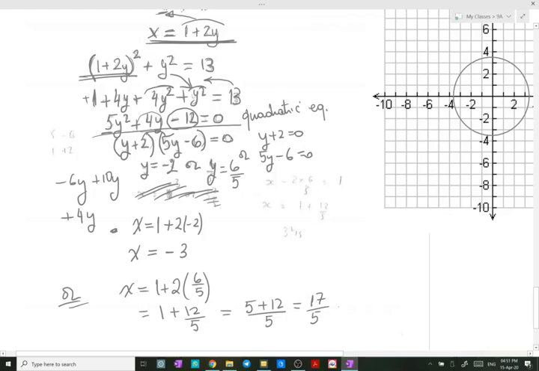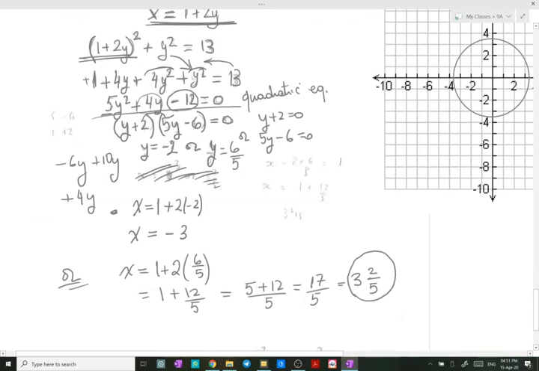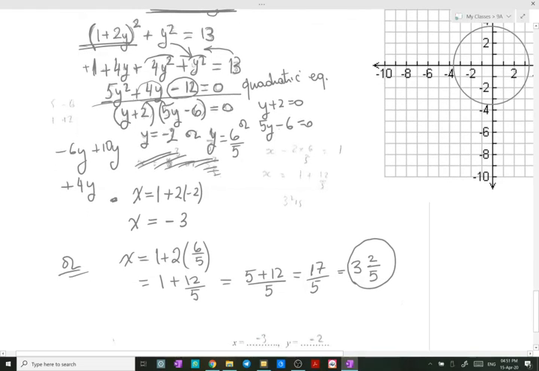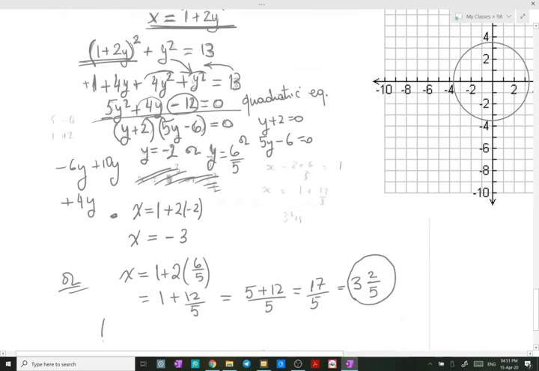This is an improper fraction. Writing it as a mixed number: 17, how many 5s in it? You have 3 5s, and what's the remainder? It's 2 over 5. Now do you actually need to write the mixed number? No, you don't really have to unless they ask you. So what are the values for the points of intersection? The first one, x is minus 3 when y is minus 2, and then x is 17 over 5 when y is 6 over 5.